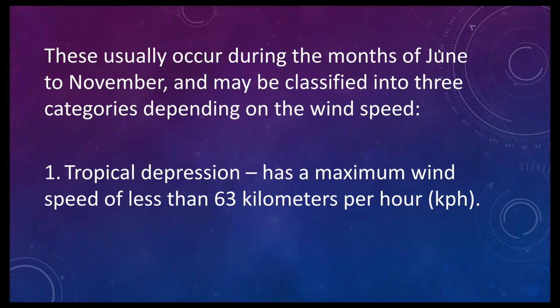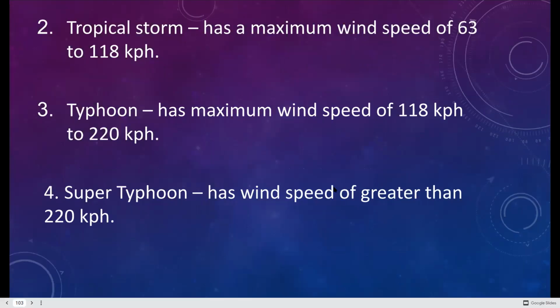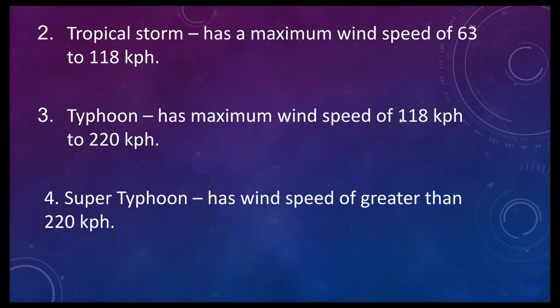Tropical depression has the maximum wind speed of less than 63 kilometers per hour. Tropical storm has the maximum wind speed of 63 to 118 kilometers per hour. Typhoon has the maximum wind speed of 118 kilometers per hour to 220 kilometers per hour. Super Typhoon has the wind speed of greater than 220 kilometers per hour.